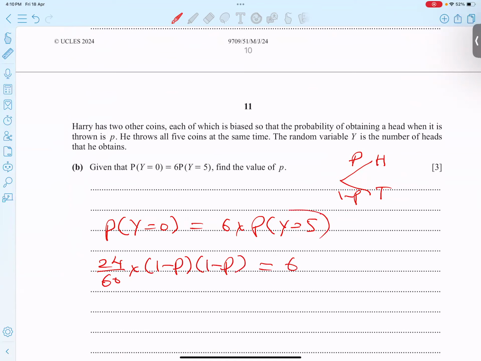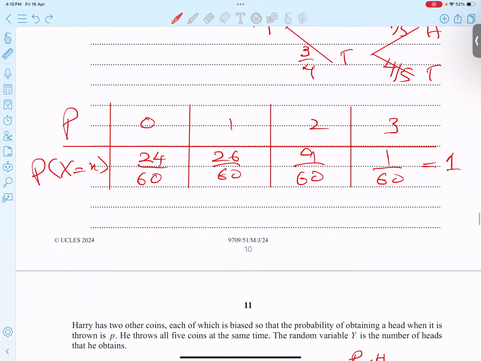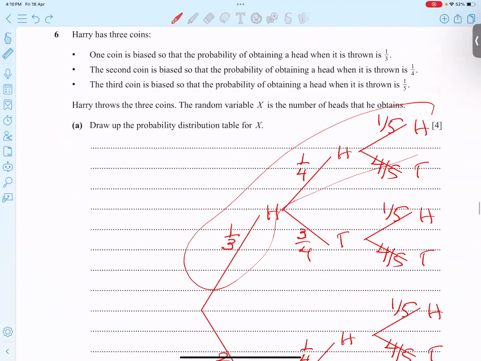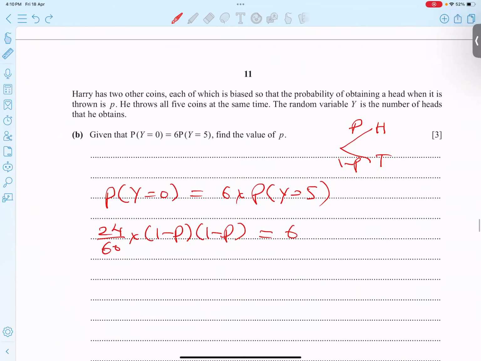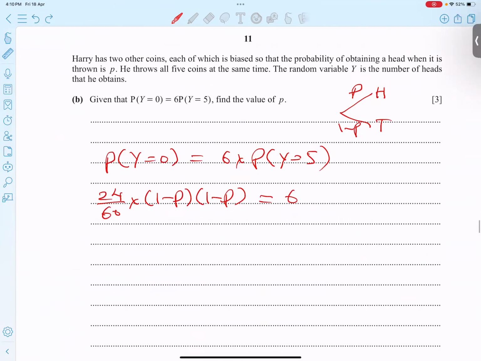What about this, students? Head comes 5 times. So 3 heads come from this side here, and we can see 1, 1, and 1, so I got a 1. And these 2 P's are from here. So it means 1 over 60 into P into P. I believe this is okay.